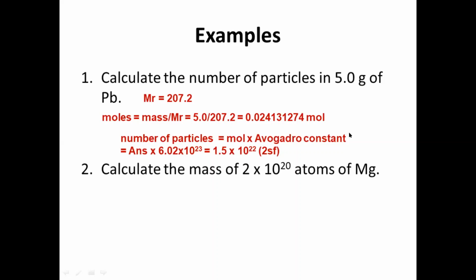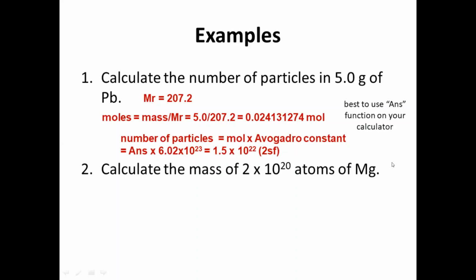And then to work out the number of particles, I know the number of moles. I know the Avogadro constant, which is the number of particles in 1 mole. I times them, and this is my number. I give it to 2 significant figures because that information was given to 2 significant figures. Now, I did not actually type it into the calculator with this kind of long number. I used the answer function on the calculator, and I showed you here how I did that.